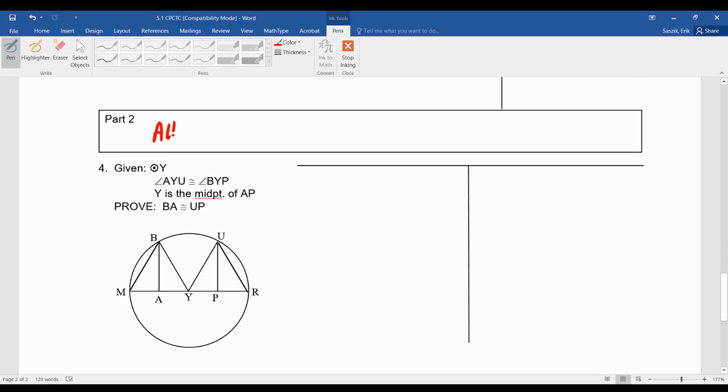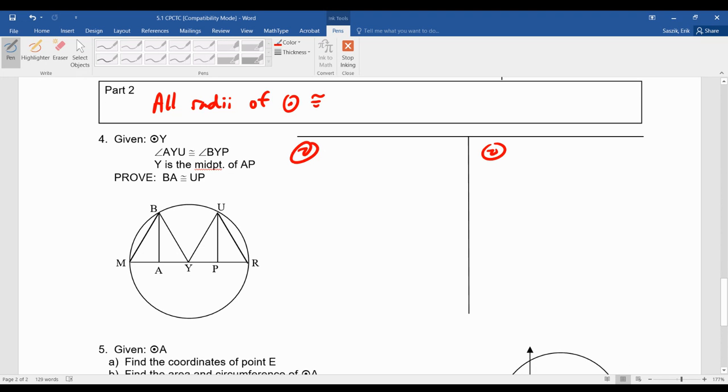Okay, a new theorem today. It's not earth-shattering. All radii of a circle are congruent. I think you guys knew that before. It's not like you're going to have to spend a lot of time measuring that, memorizing that. Now remember here, when you see that symbol, like circle Y, that means that Y is the center, okay? Y is the center. We have AYU, this whole angle congruent to BYP. Again, when I see overlapping angles, the first thing I think about is potentially using subtraction, okay? That's what I think about.